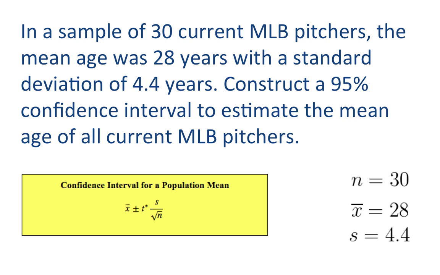t distribution. Recall that a t distribution has degrees of freedom. In this case, we have one sample mean, so our degrees of freedom are going to be equal to n minus 1. 30 minus 1 gives us 29 degrees of freedom. So let's go to Minitab Express to construct a t distribution with 29 degrees of freedom to find the t values that separate the middle 95% from the outer 5%.